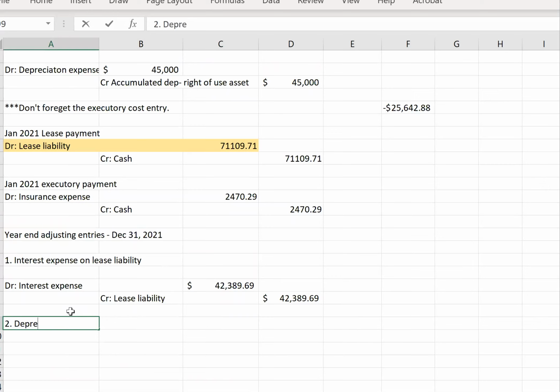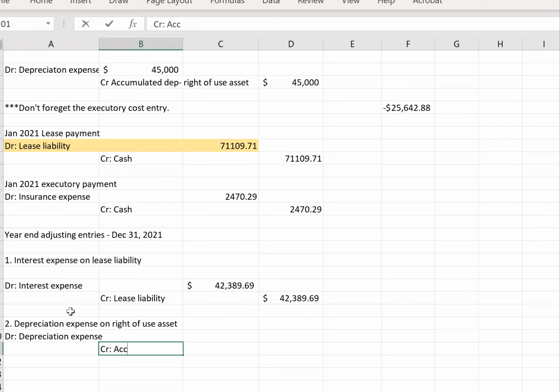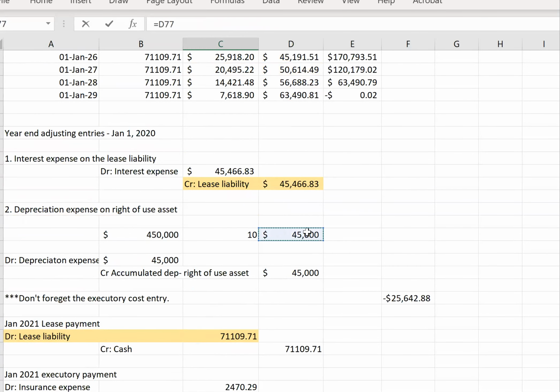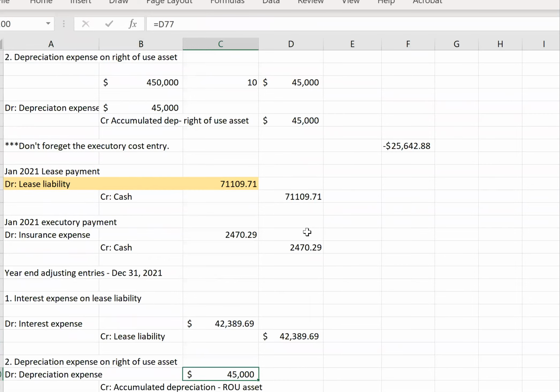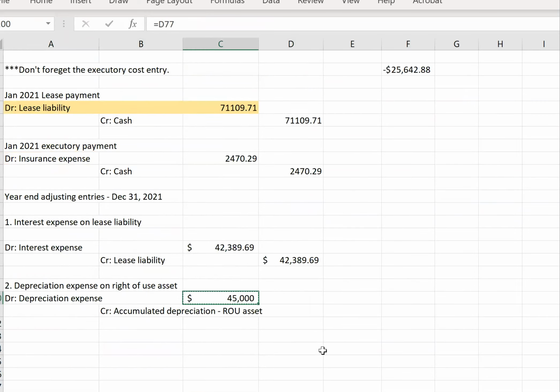And then our second entry is going to be depreciation expense on the right of use asset, which is going to be the same every period. So we're going to have debit depreciation expense, credit accumulated depreciation, right of use asset. And this is going to be the same amount we had before. So it's going to be the 450 divided by 10, so 45,000, because this is simply straight line, so it doesn't change each period for the right of use.